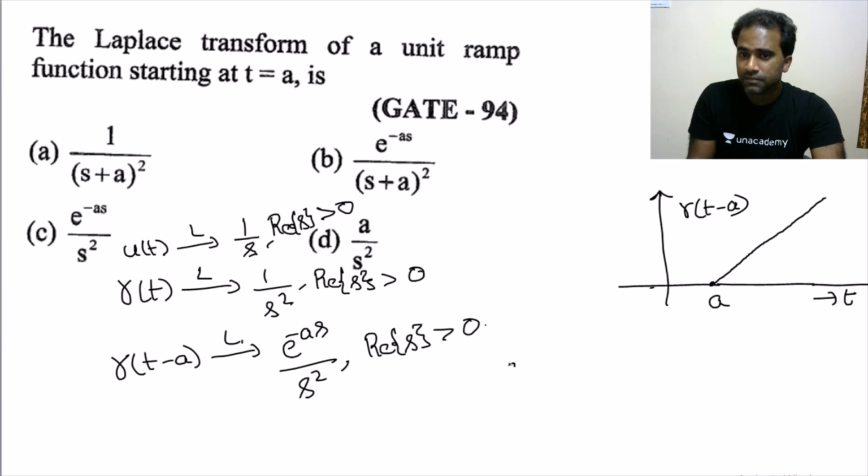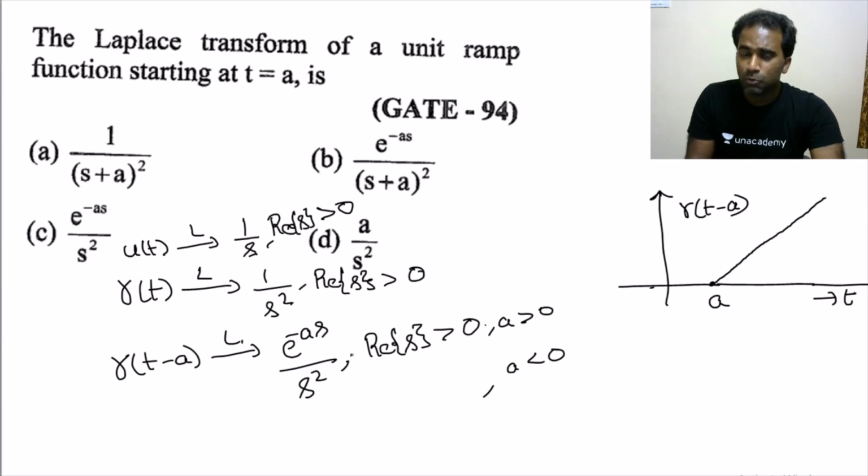What if a is negative? This is the ROC if a is positive. If a is negative, what happens? If a is negative, then negative into negative is positive. If s is equal to plus infinity, this total thing is becoming infinity. For whatever value of s, the Laplace transform becomes infinity, we can call that as pole.